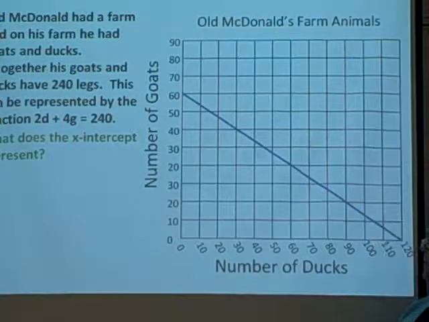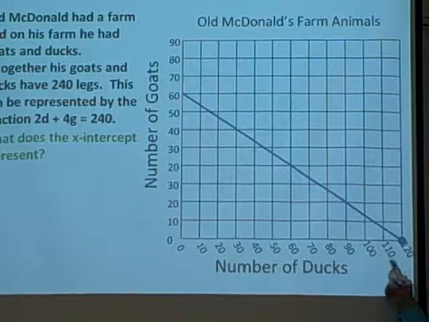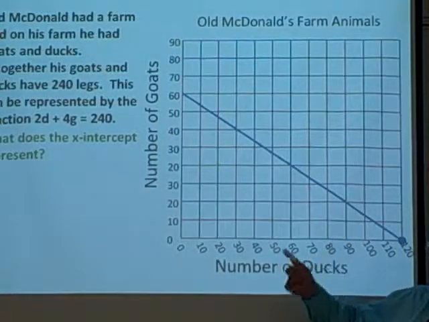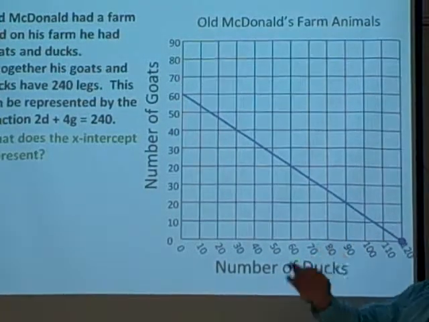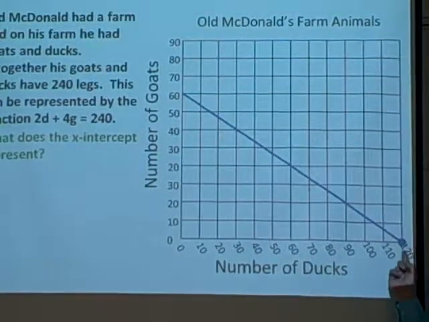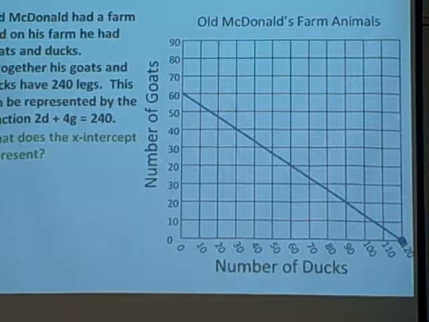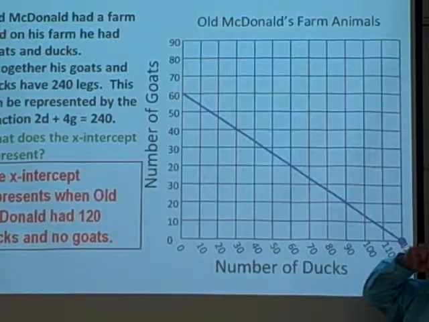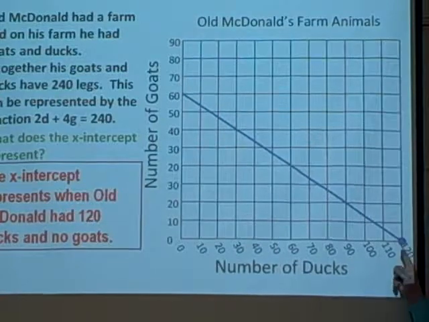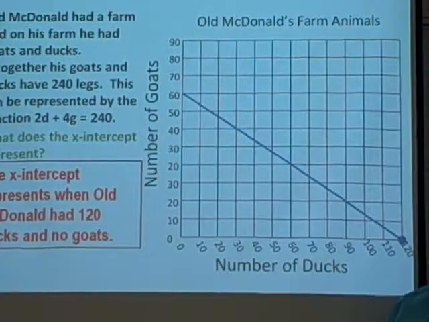What does the x-intercept represent? Well, the x-intercept is all the way down here. And again, it is a coordinate. It is a point. So you need to describe both the x and the y value at that point. The x value is 120. The y value is 0. So the x-intercept represents when Old MacDonald had 120 ducks and 0 goats.